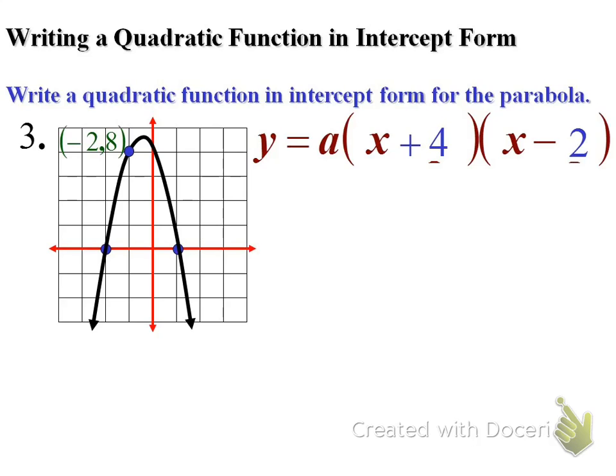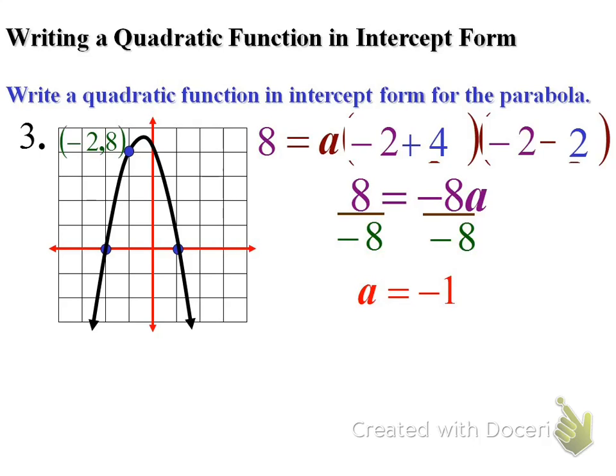Now, what should we plug in for x and y? Negative 2 and 8. Good. The 8 is going to be our y. The negative 2 is going to be our x. And then we can just solve for a and rewrite the equation using the p, the q, and the a. So in that first set of parentheses, you would get a 2. In the second set of parentheses, you'd get a negative 4. 2 times negative 4 is negative 8. So what's my a value going to be? Negative 1. Good.